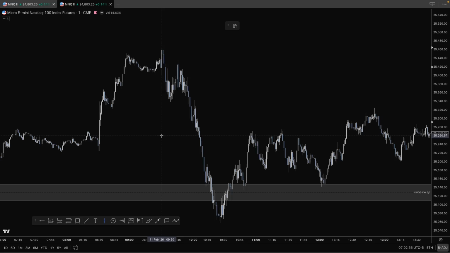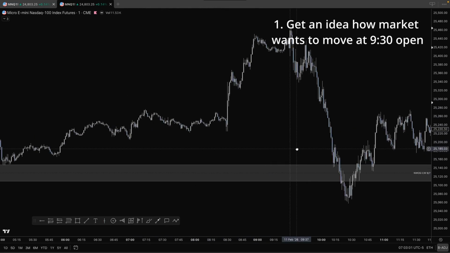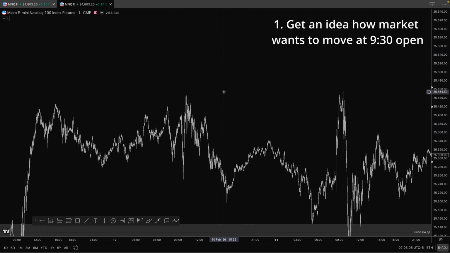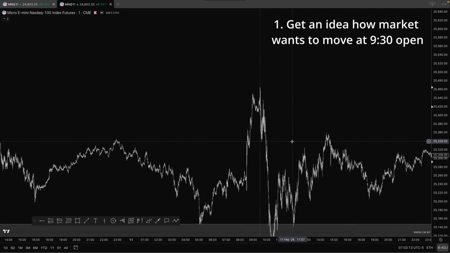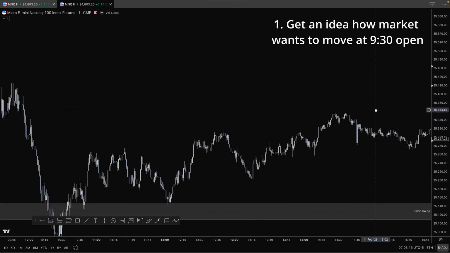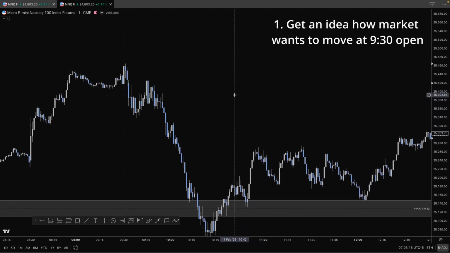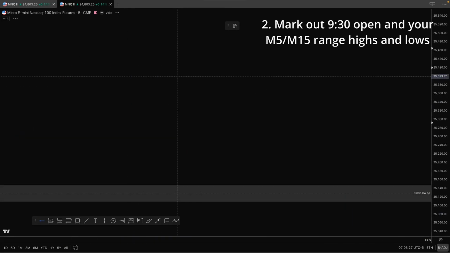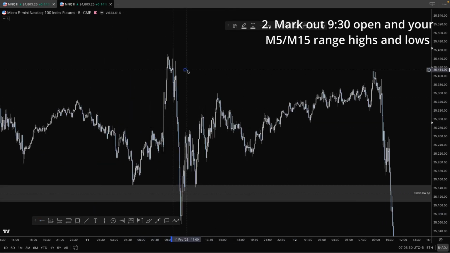So what I do is I mark out 9:30 and look for, like, right here, data low or new week opening gap highs like this right here, just to get an idea how the market could move at open. Then, as I said, I will mark out the 9:30 open and the high of the first 5 and 15-minute candle.